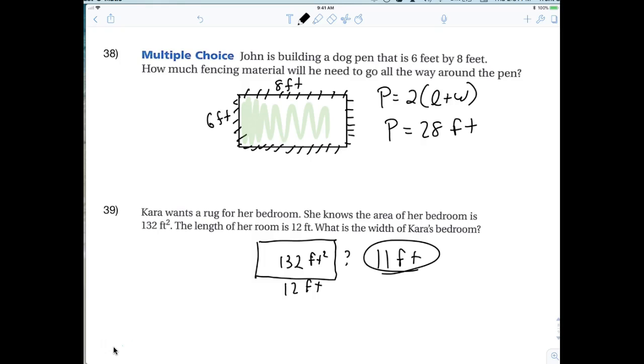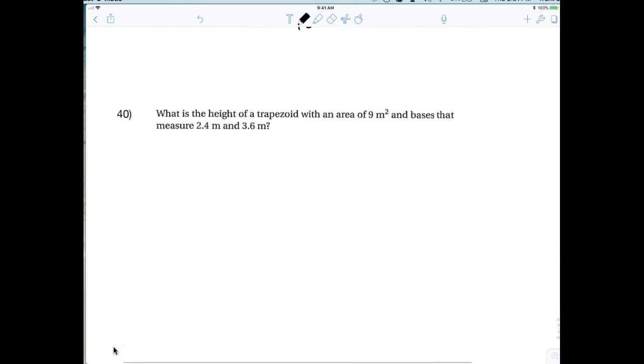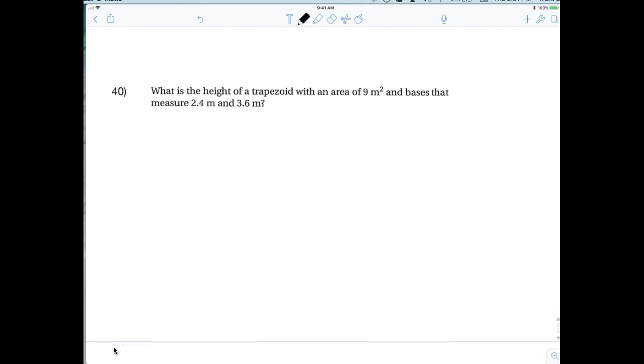All right. Now again, they took area, so you should have said area equals length times width and just plugged in the numbers, correct? All right, very good. Last one. What is the height? This was a hard one. What is the height of a trapezoid with the area of, so whenever it says area, we have to write down the formula for area. What's the area of a trapezoid?